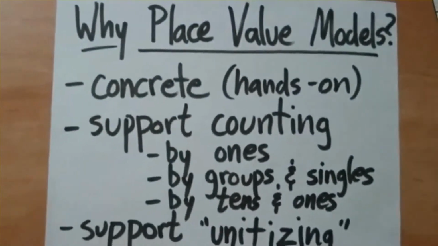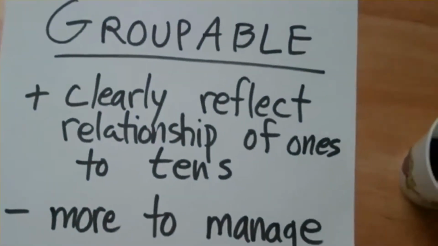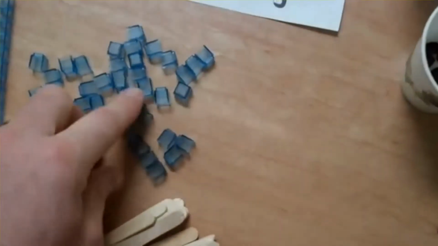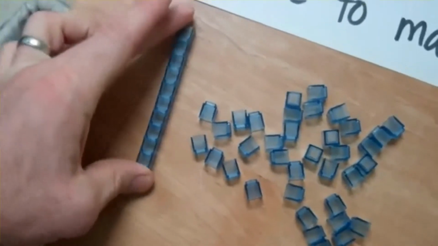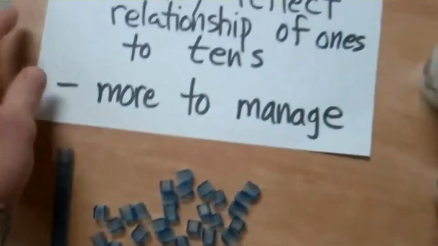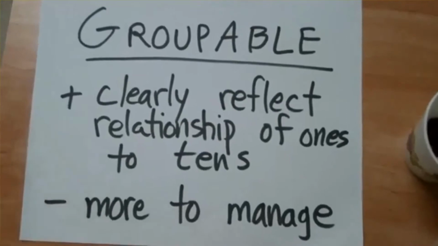So what kind of models do we have? There's two major types of models. One type of model is called a groupable model. It's groupable because the model comes in individual pieces, and yet it gives students the opportunity to group them together into groups of 10. And so we have several types of groupable models, and we'll take a look at those.